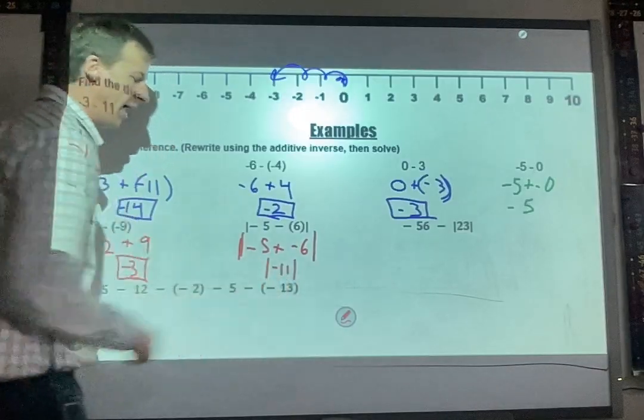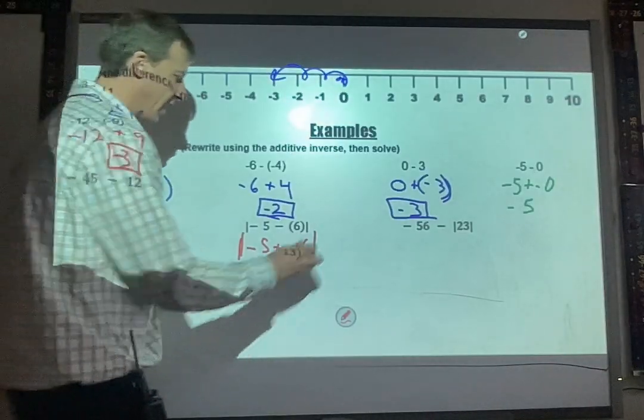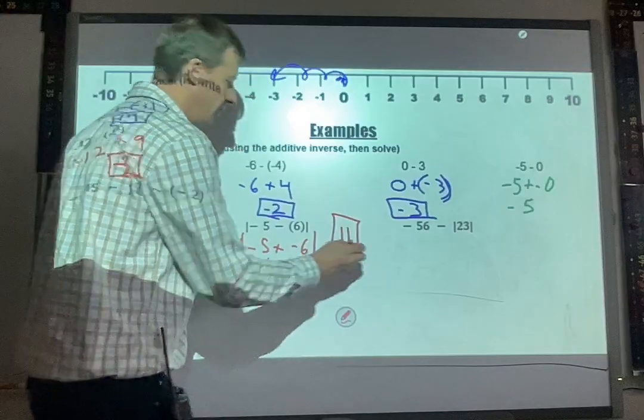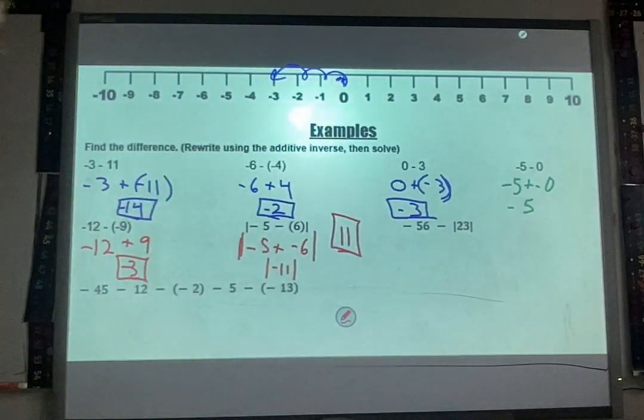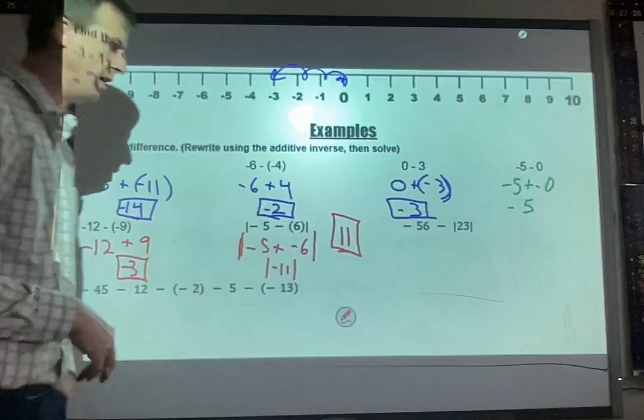And I still have my absolute value there. And the absolute value of negative 11 is a positive 11, right? Absolute values are always positive. It's 11 spaces away from 0 on the number line.